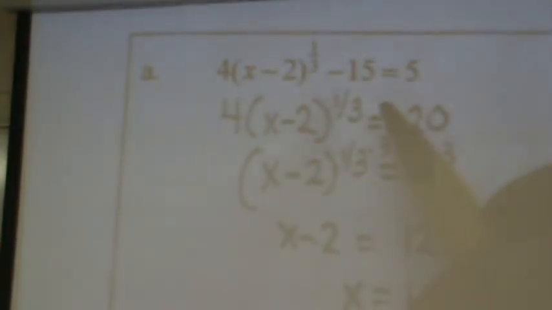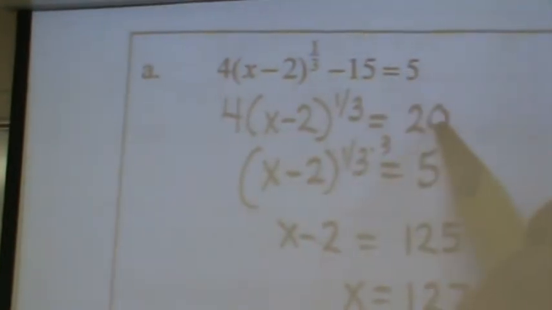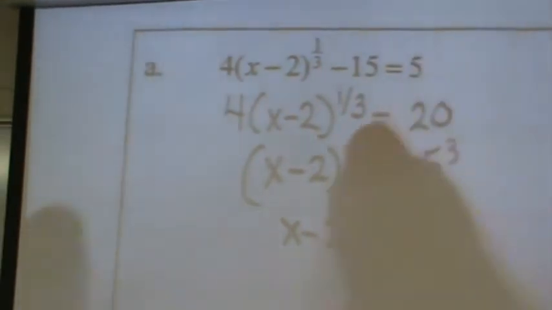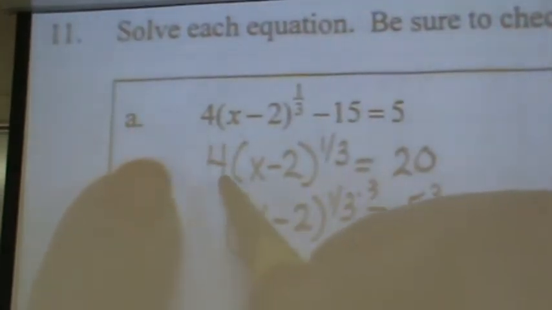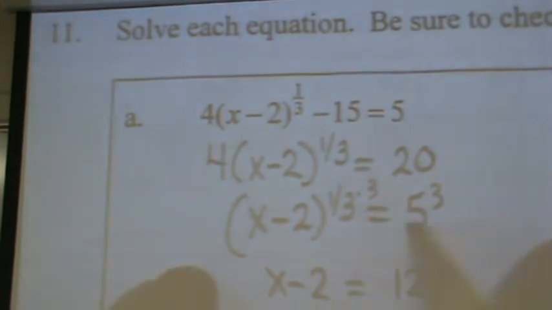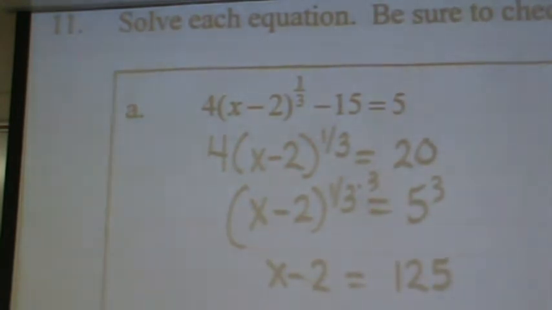6/5. So for this one, I would add 15 to get 20. You want to get rid of these two pieces right here. You want to get this by itself. So add 15 for 20, divide by 4, you get 5. Then you're going to cube both sides. You get 125, and then x minus 2, add to 127.